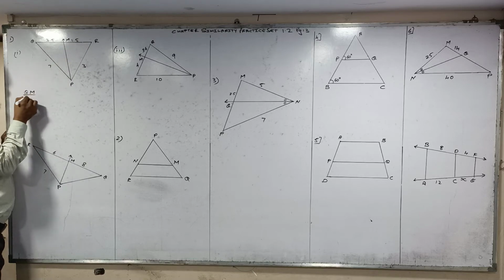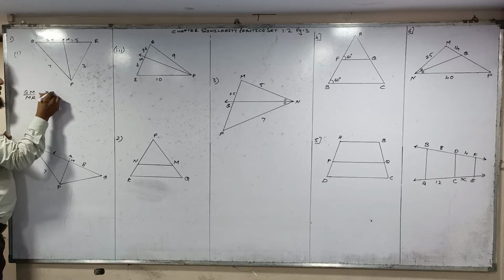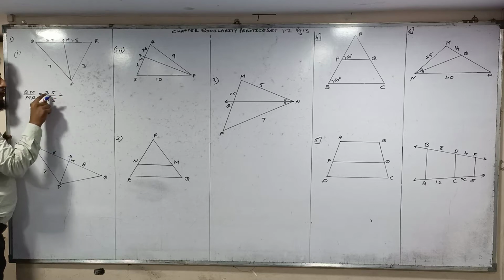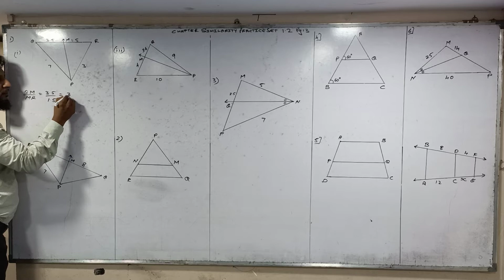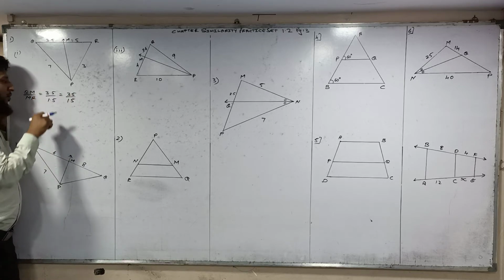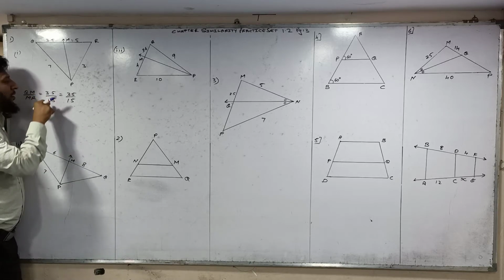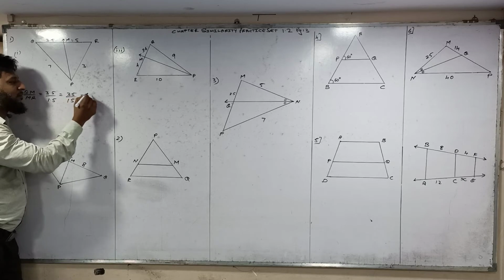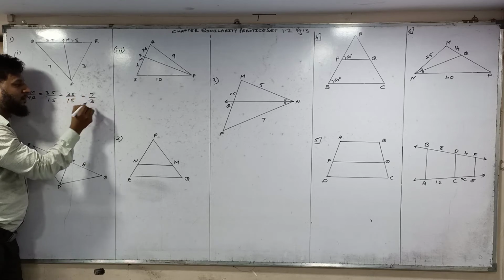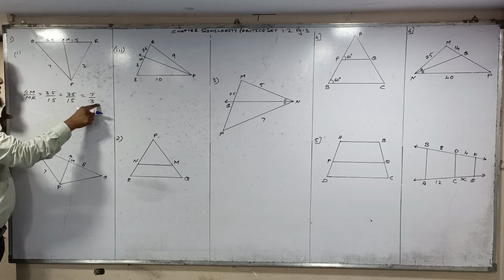QM upon MR. What is the value of QM? 3.5. What is the value of MR? 1.5. So there is one number after the decimal, so just remove the decimal. 35 upon 15. If there is only one number after the decimal, we can remove it from both numbers. Now cancel with 5: 5 sevens are 35, 5 threes are 15. So the proportion of QM upon MR is 7 upon 3.